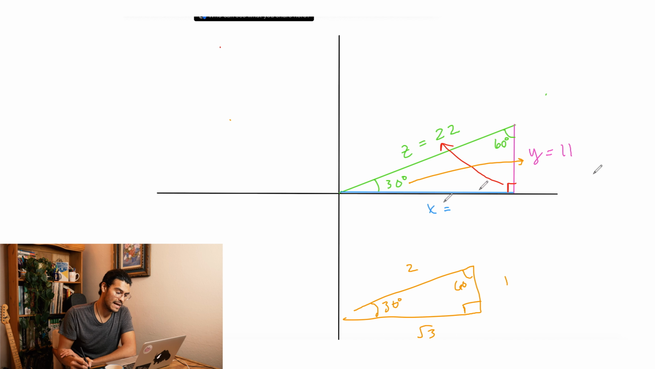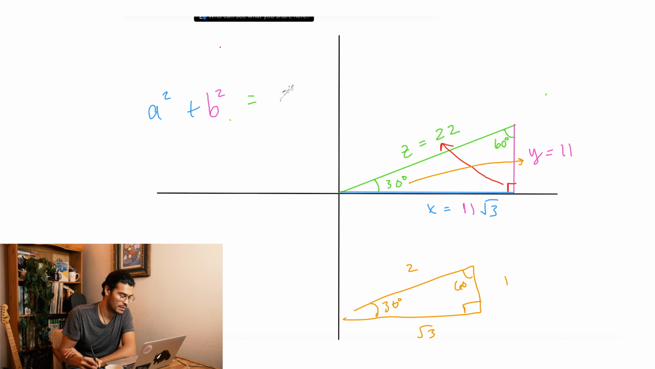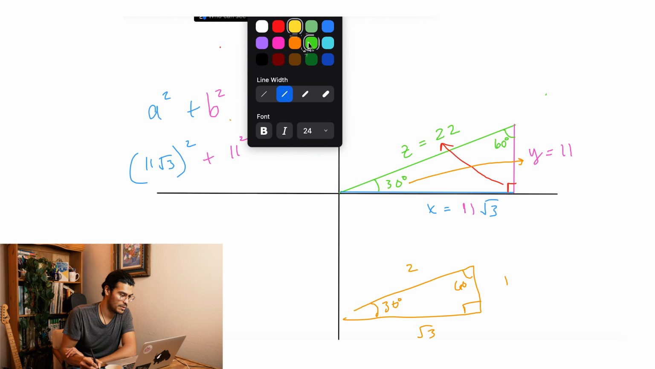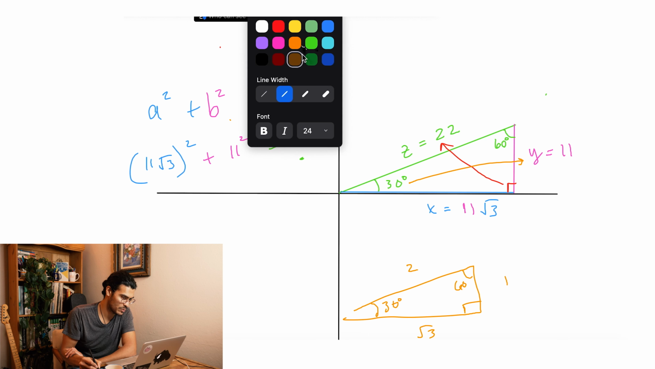Now I have my base unit, and to get to this other side, this horizontal side right now, we need to take 11 and multiply it by root 3. And we've just solved our right triangle. We could check this if we wanted to in a squared plus b squared equals c squared. This one is 11 root 3 squared plus 11 squared equals, let's just say equals what, so we can check it.